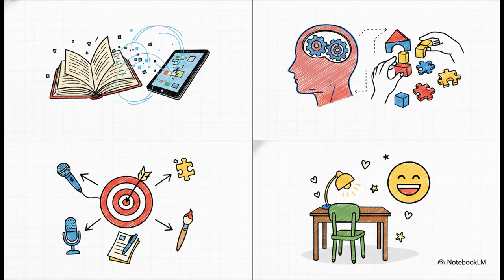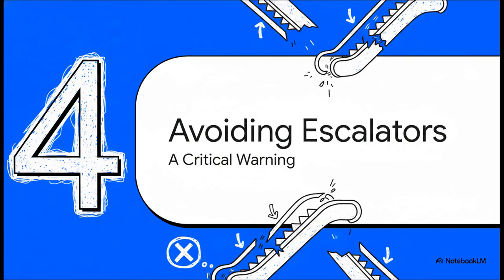When teachers execute this macro-level approach effectively, tailoring things to student readiness and interests, the research is wild. It shows it can yield more than a full year of cognitive growth within a single school year. Which brings us to part 4, avoiding the metaphorical escalator.